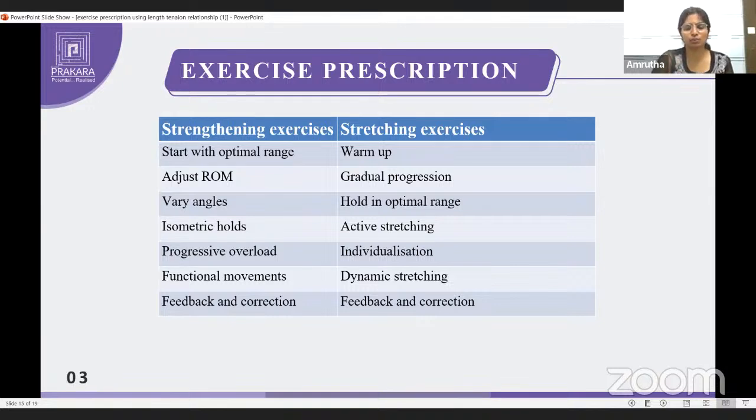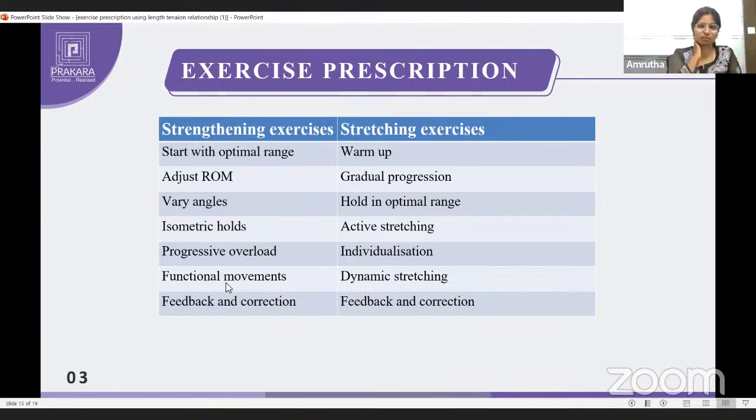Next is progressive overload. Progressive overload, we all know. In second year, you will have an entire chapter of progressive resisted exercises where you will be learning different kinds of protocols, and how to incorporate them with this length-tension relationship. Again, isometric hold. Once you have mastered this isometric hold, when to give what amount of weight for what kind of patient, once this is done, you can easily go for progressive overload. Once that is done, next comes functional movements.